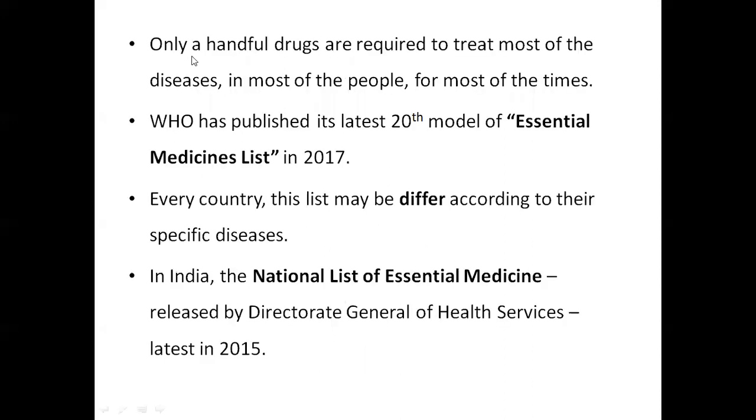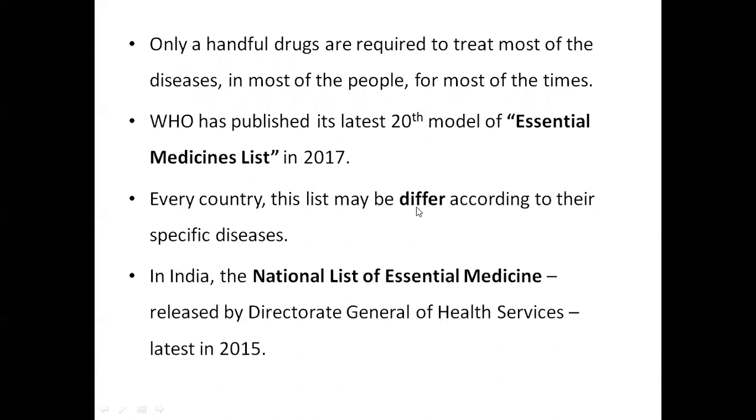Only a handful of drugs are required to treat most of the diseases. We have thousands of drugs, but we are not using all of those drugs. Mainly we are using some 300 or 400 drugs, in most of the people for most of the time. For that, WHO published an essential medicines list in 2017, the 20th model list. Like that, every country can prepare its own list.